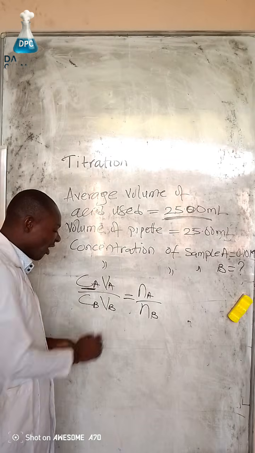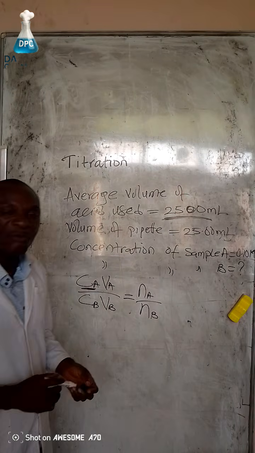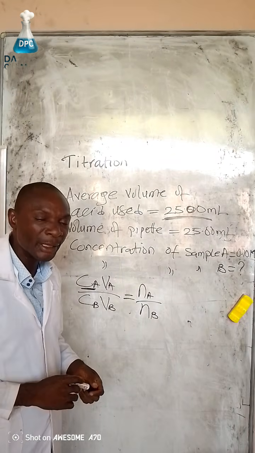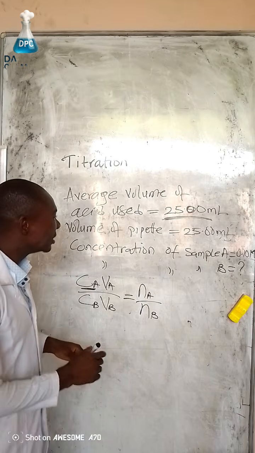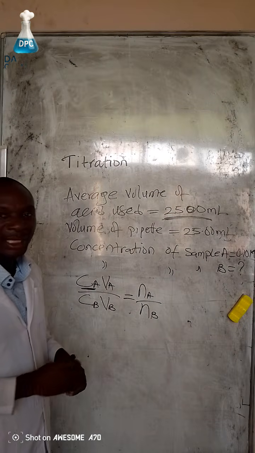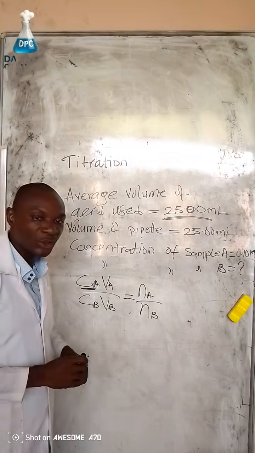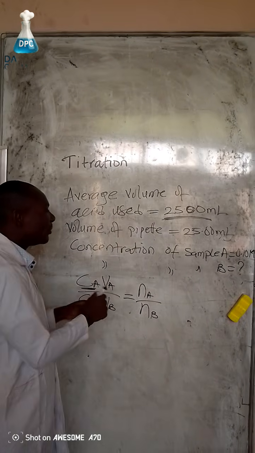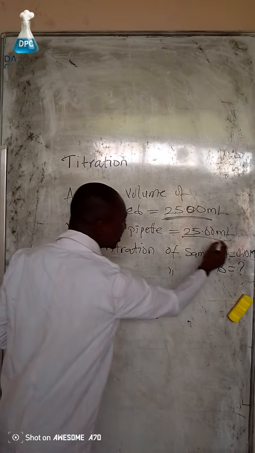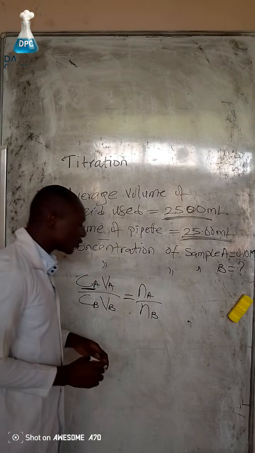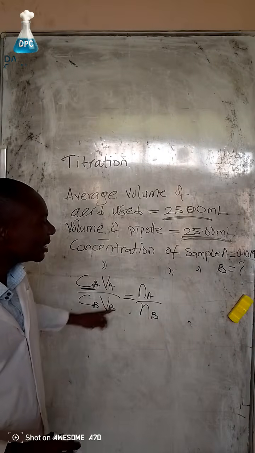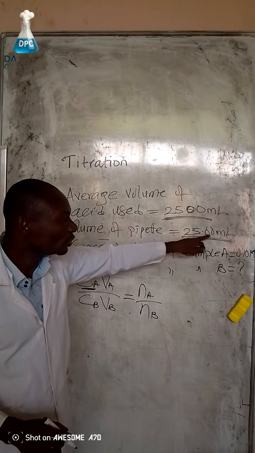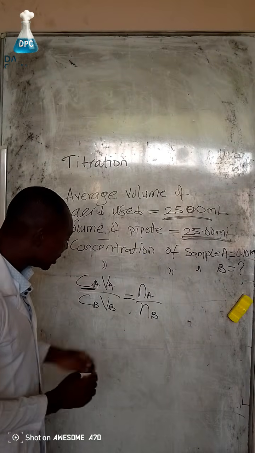Now, the volume of base used is the volume of solution B that you added to the conical flask, which the pipette was used for. The volume of the pipette used is 25, so automatically, the volume of base is 25.00 ml. Now, take note of that.